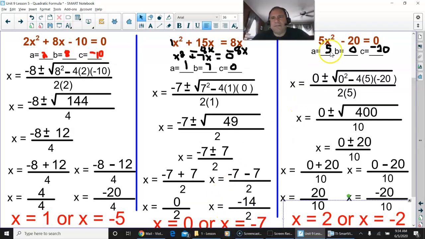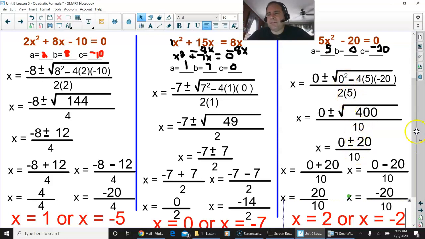Okay, so we have 5 as A, B is 0, because remember the B has to have the X next to it, and then the C is -20, the number without the X. When you substitute it in, it looks like this, and all of this equals square root of 400. Square root of 400 is 20, and 2 times 5 is 10.